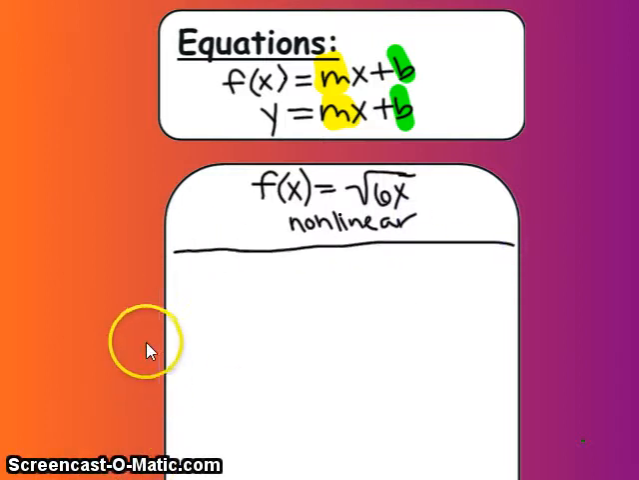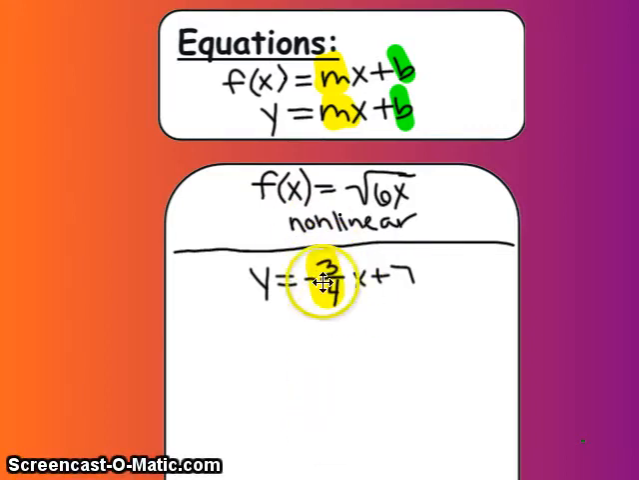Okay. Our next one is y equals negative 3/4 x plus 7. Notice we have a coefficient, negative 3/4. That's a number times x, and we have a constant. The constant is 7. So in this example, this is linear.